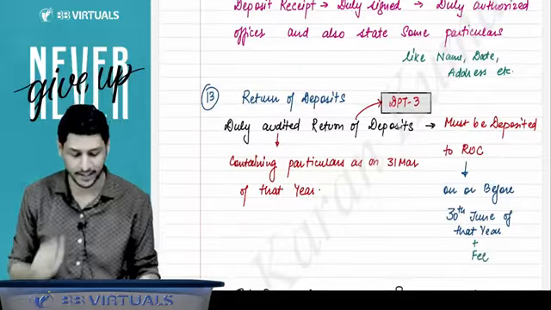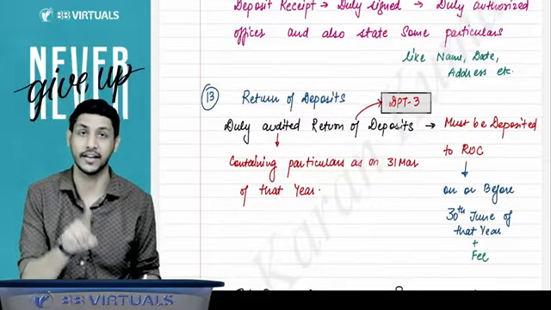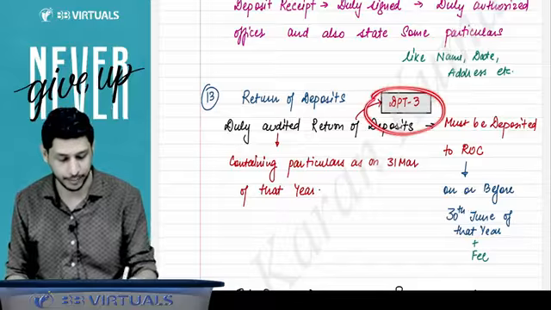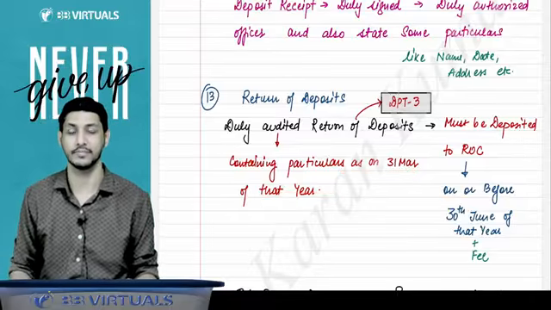This is all you have to write. And the next rule is return of deposits. You have to file a return of deposits to the ROC in the form number DPT-3 containing the particulars as on 31st March of that year.